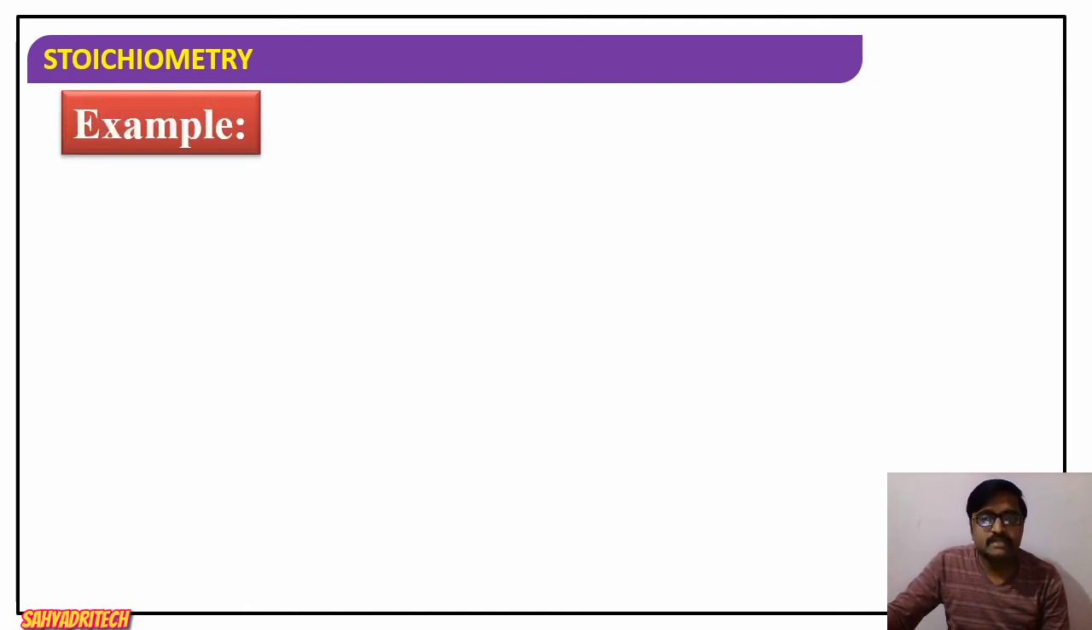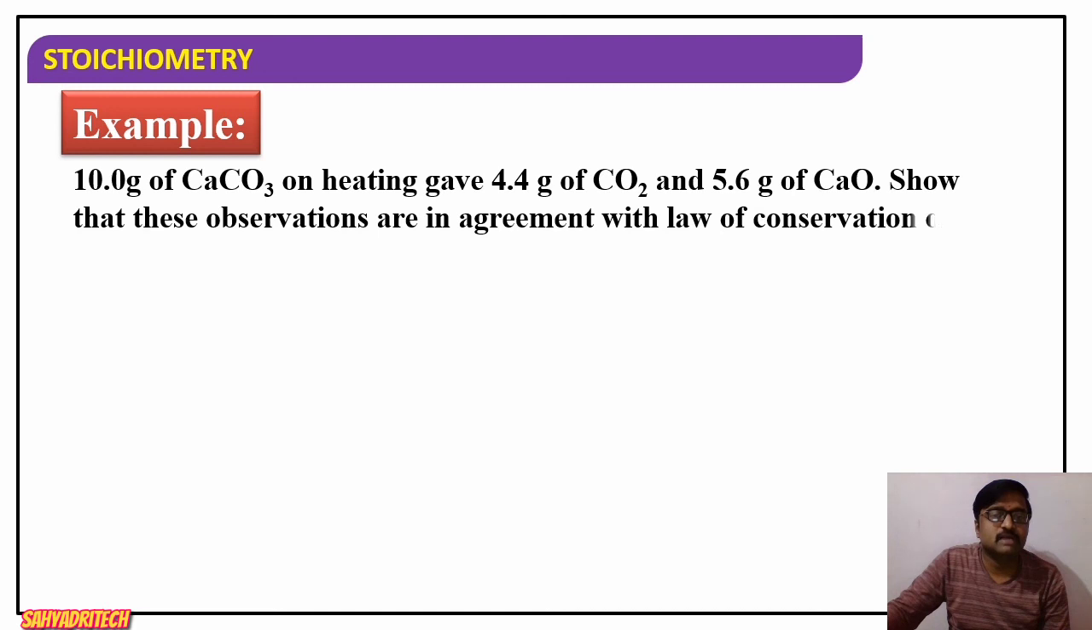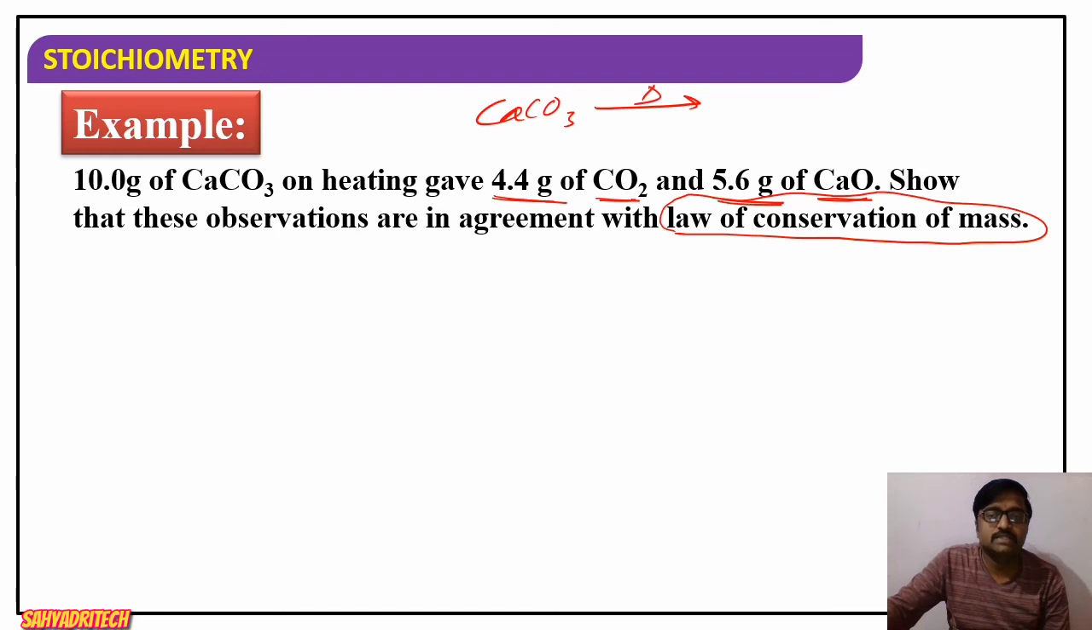Well, now let us consider one more example. Say, for example, 10 gram of calcium carbonate on heating gave 4.4 gram of carbon dioxide and 5.6 gram of calcium oxide. Show that these observations are in agreement with the law of conservation of mass. So what is the observation? They said calcium carbonate on thermal decomposition gives carbon dioxide and calcium oxide.